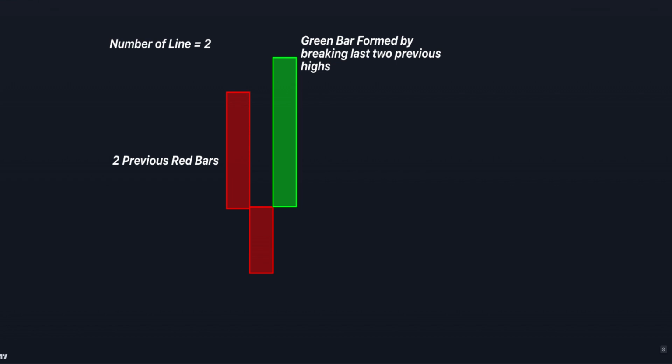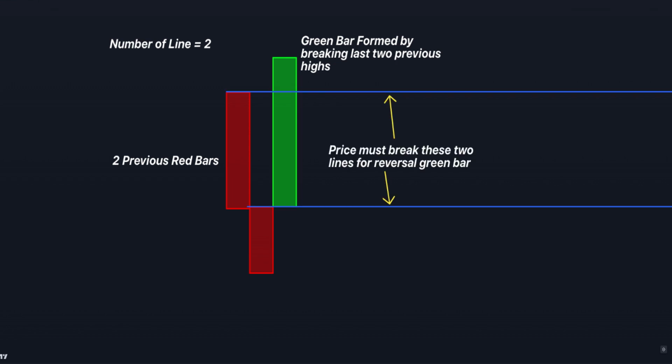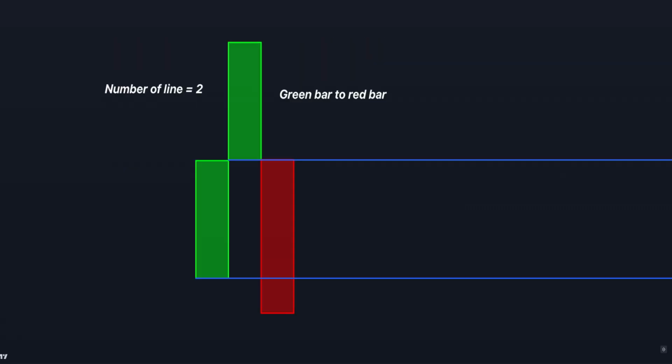You can think of each previous bar as having a line on top of it. So for a reversal to happen and a green bar to appear, the price must break above the number of lines you have specified in the number of lines setting. To go from a green bar to a red bar, it's the same, except now every green bar has a line on the bottom of it, and to get a reversal to a red bar, it has to break the number of lines we have specified for it.